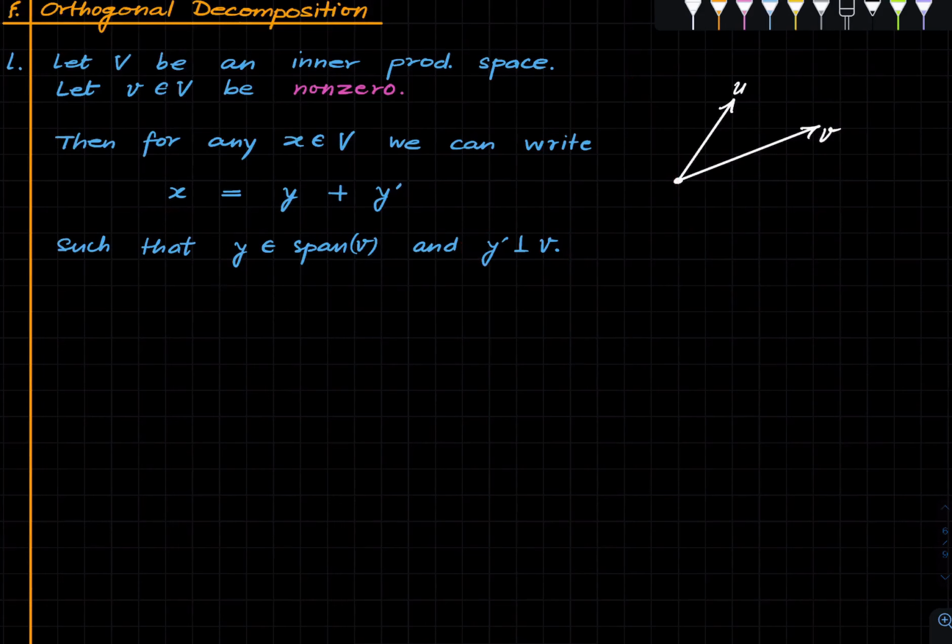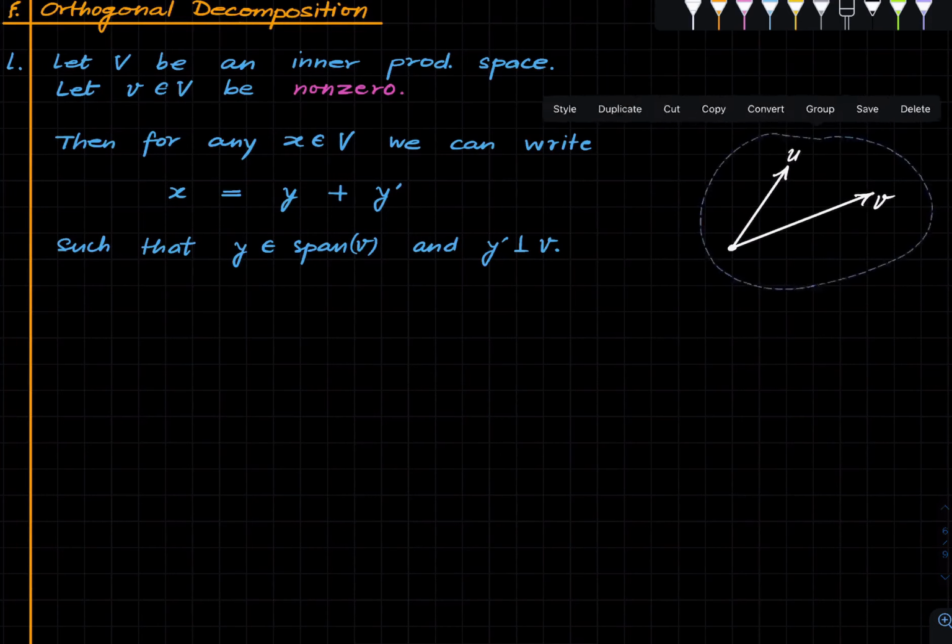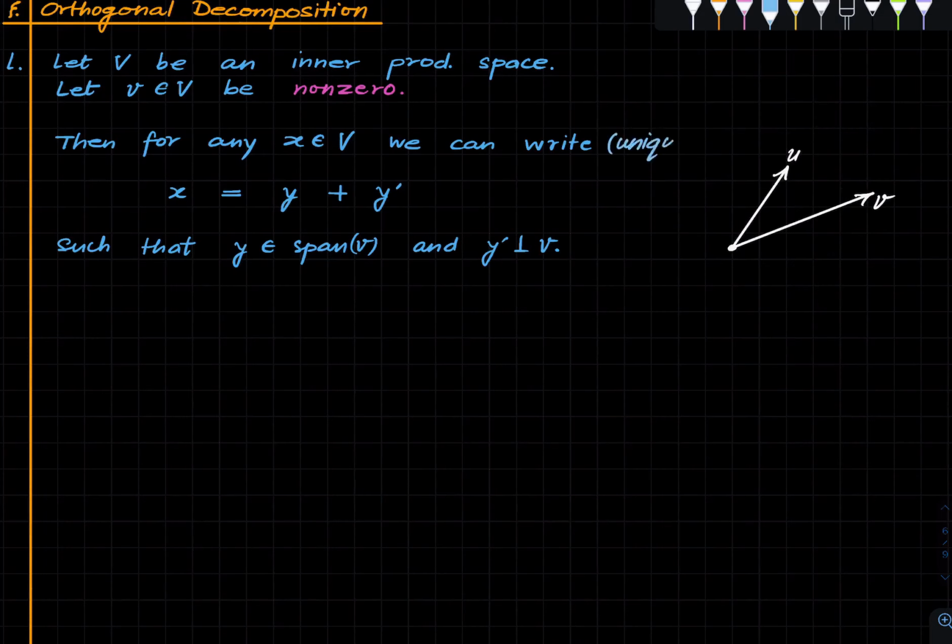So we can write this uniquely, right. So there is only one way to write x as a sum of two things which have these two properties. Okay, so let's prove it. So first we will do uniqueness, and the proof of existence will be informed by this proof of uniqueness.